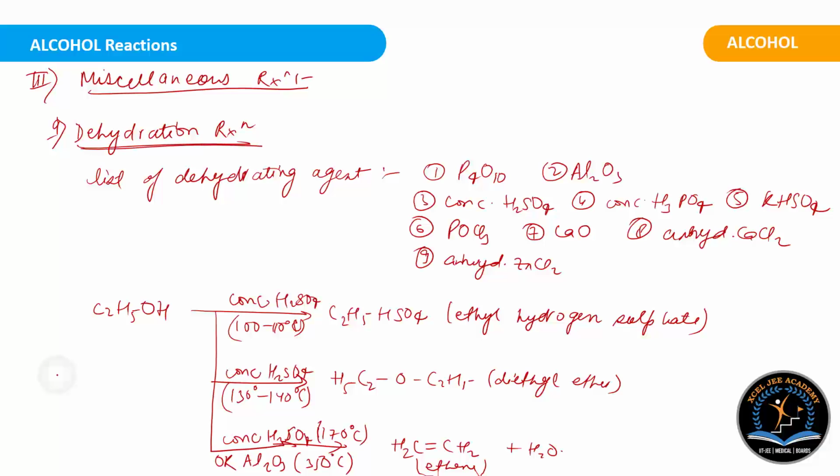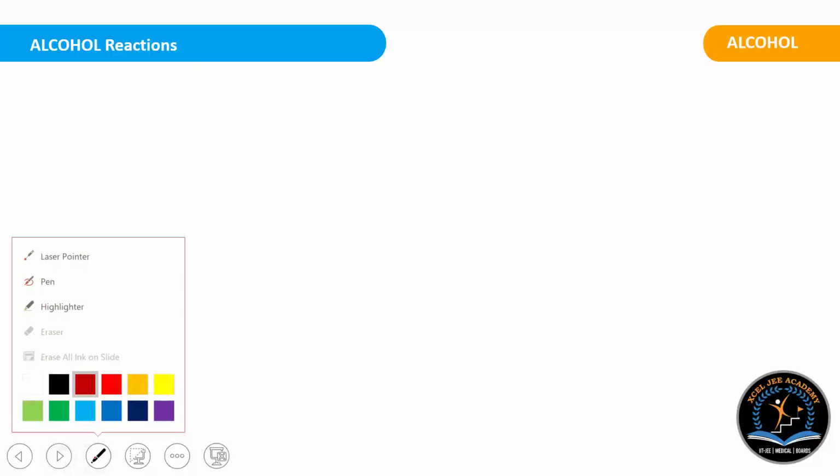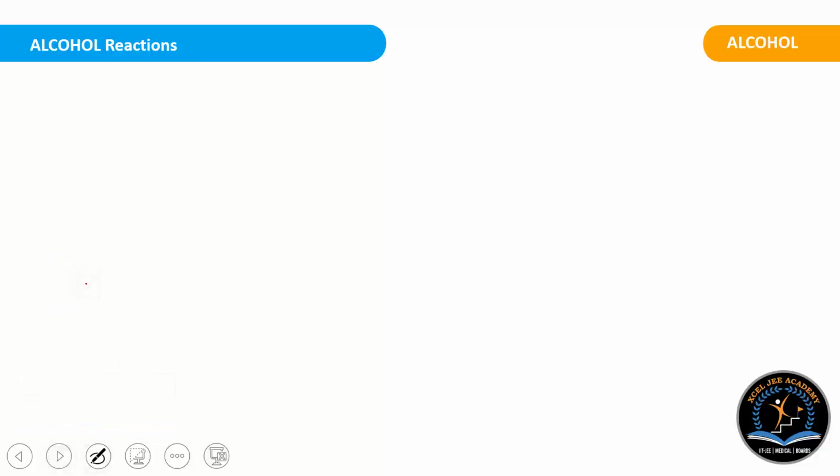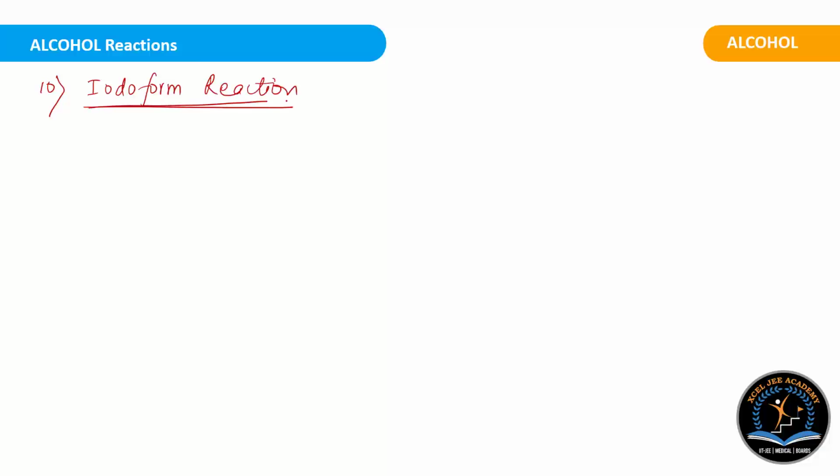And the last and final reaction for alcohol, a very important reaction of alcohol, the 10th one, is referred to as the iodoform reaction. You must always remember this one. This is also categorized as a name reaction, the iodoform reaction. So in this iodoform reaction we have CH3 C double bond O. Let's say there is a group which is referred to as R.